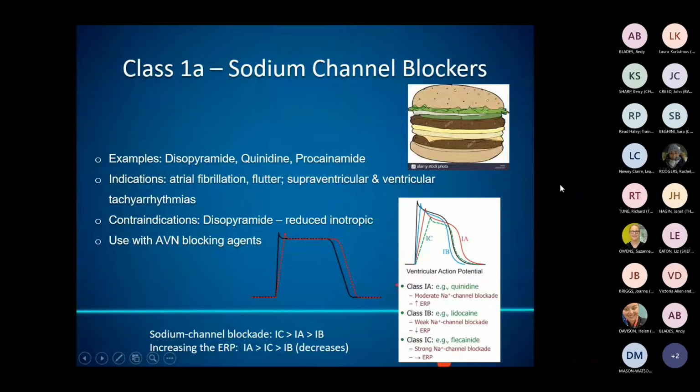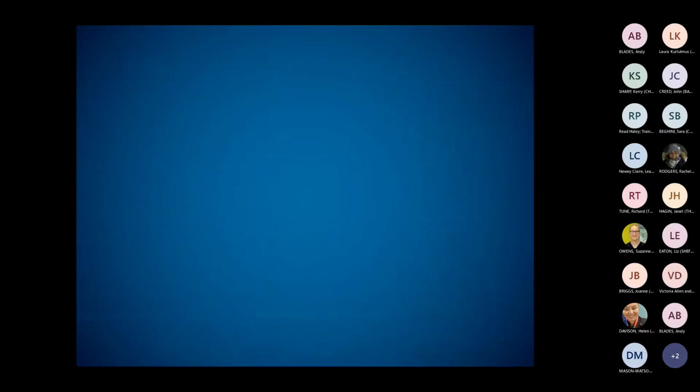So what we're saying is this is very much our double quarter pounder, class 1A sodium channel blockers. And keep an eye on that bottom bit in terms of the effects. So class 1C most potent in terms of blocking ability, class 1A, class 1B, increasing the effective refractory period at the bottom. So class 1A again, in this case, the most potent, then class 1C, class 1B, least. We'll talk about what that means on this next bit here.